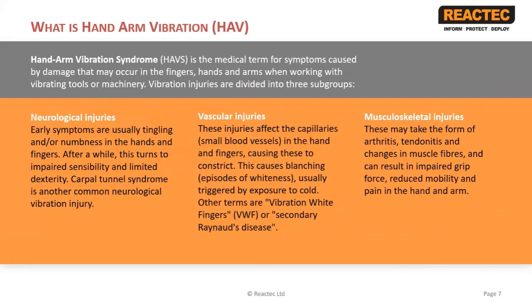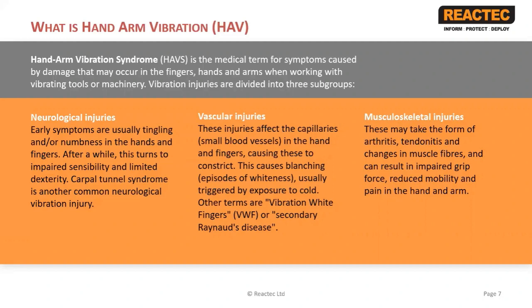So hand-arm vibration syndrome as an industrial disease is a medical term that was used to bring together a number of different impacts to the body of exposure to vibration. So there are in principle 3 specific subgroups of exposure. First of all, there can be neurological injuries, and the early symptoms of these are tingling and numbness in the hands and fingers.